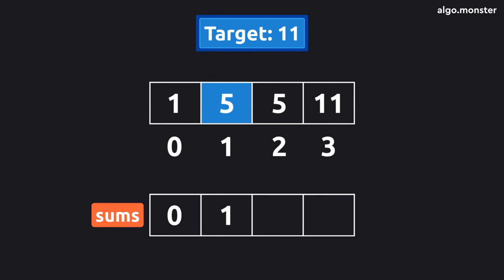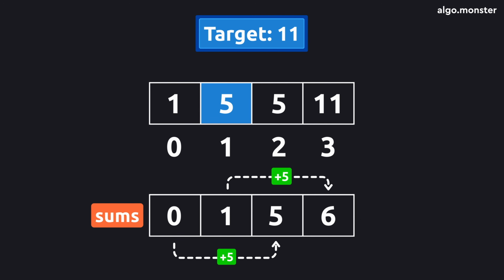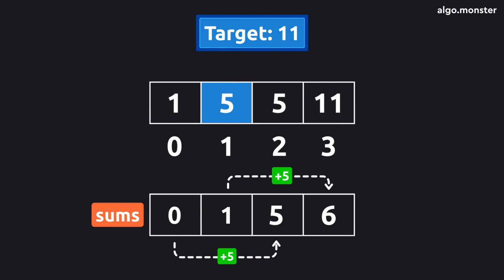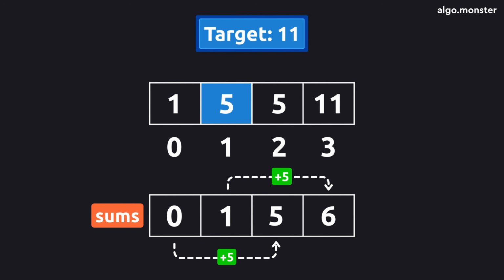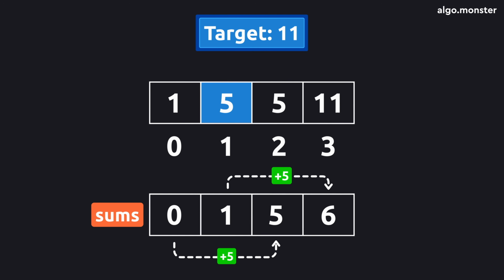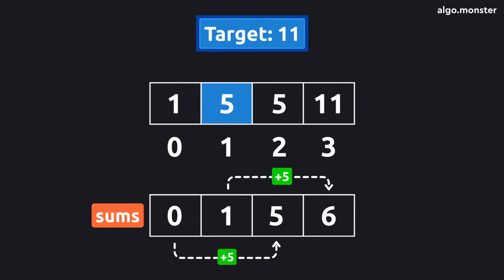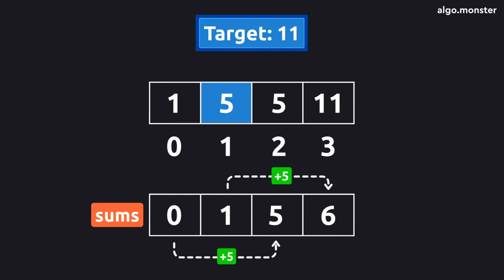Add the next element, 5. Now we can build 0, 1 as before if we don't take 5, and also 5 and 6 by adding 5 to the old sums. Notice that we don't duplicate 0 and 1 because we don't care about different ways to get them. We only care whether they are possible at all. If we can get them in different ways, great, they just stay. But new sums, we add.